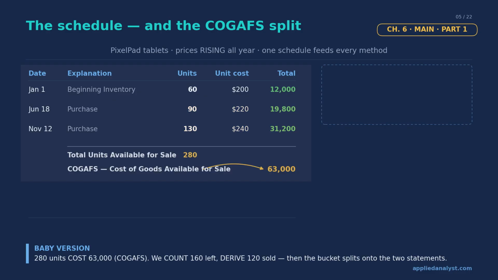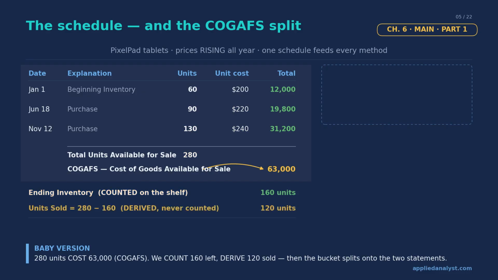Now the other half of the story comes from physically counting the shelf. The count turns up 160 units still sitting there. That's ending inventory. And notice the move. We count it, we don't calculate it. Once we know what's left, units sold just falls out by subtraction. 280 available minus the 160 counted, and that leaves 120 sold. That's the periodic method in one line. You count what remains, and you derive what's sold.